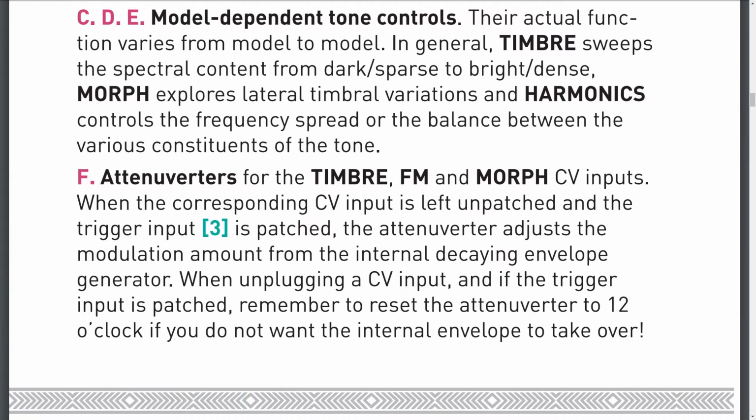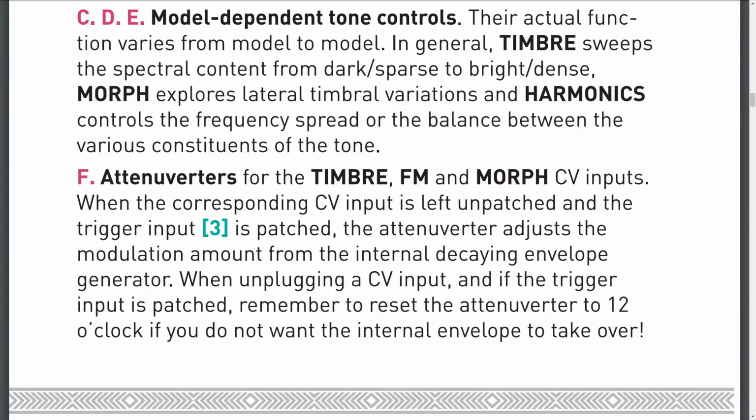C, D, E. Model-dependent tone controls. Their actual function varies from model to model. In general, timbre sweeps the spectral content from dark sparse to bright dense. Morph explores lateral timbral variations, and harmonics control the frequency, spread, or the balance between the various constituents of the tone. F. Attenuverters for the timbre, FM, and morph CV inputs.